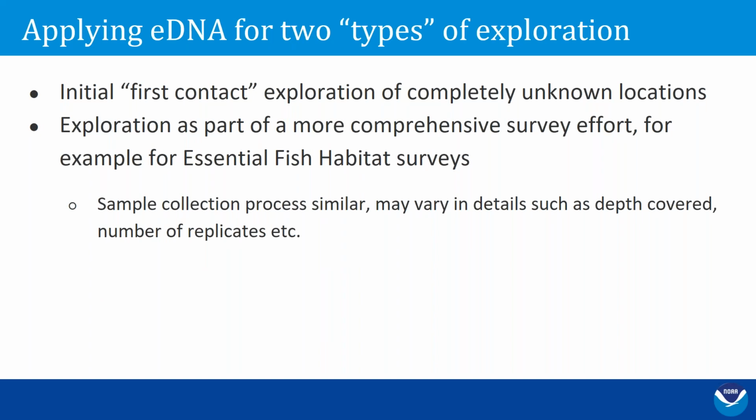So I'm going to be talking about applying environmental DNA sequencing for 2 types of exploration. Initial, kind of first contact exploration of completely unknown habitats and locations. So this is very much a first snapshot of data from a specific environment, but also how we can apply these tools as part of more comprehensive survey efforts. For example, for doing surveys in essential fish habitat zones on the West Coast. Now, the sample collection process for each of these is actually very similar, but where it will vary is in the details, such as the depths covered, the number of replicates you take, etc.